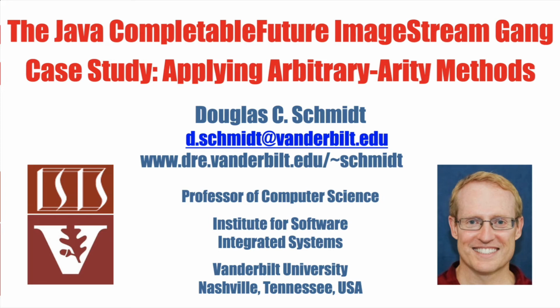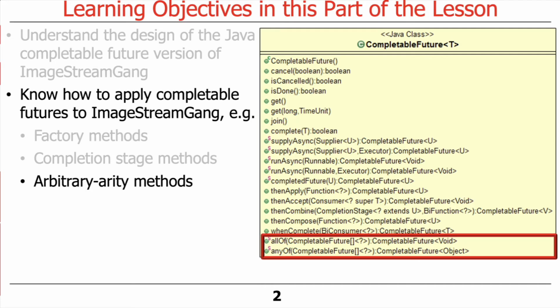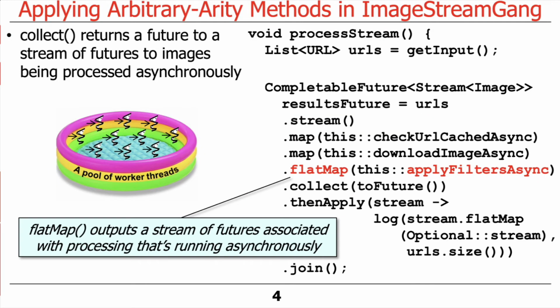So what we're going to do now is turn our attention to applying arbitrary-arity methods. And if you recall, there's a pair of arbitrary-arity methods in the CompletableFutures API, and that's the allOf and anyOf methods. And we're going to focus on allOf, and we're going to do this in the context of collect.